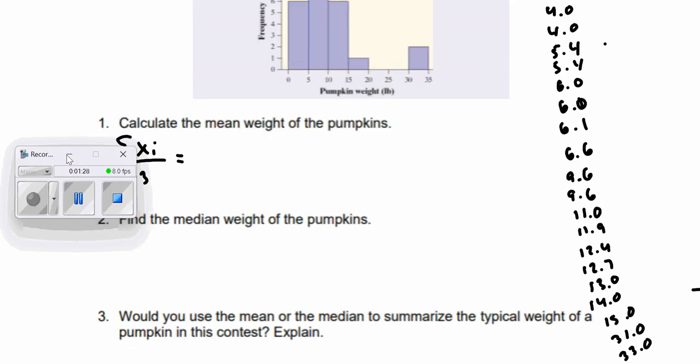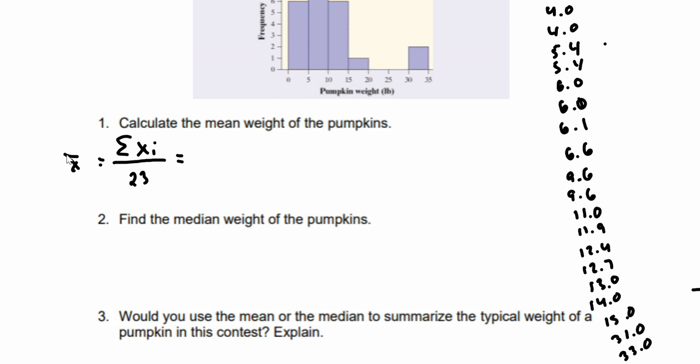All right, and what I found, and hopefully you got the same thing, is when I added up all the values together, I got 228.5 pounds. Then I'm going to divide that by 23 because there's 23 pumpkins. And what I got is 9.9 pounds, which is on average what each pumpkin weighed.